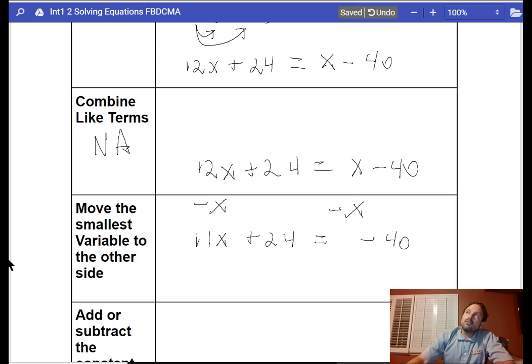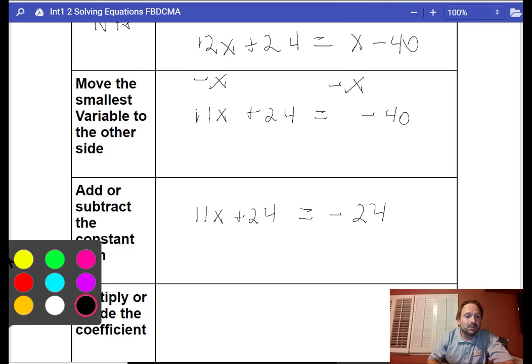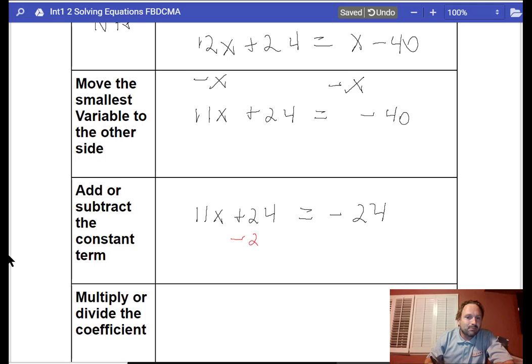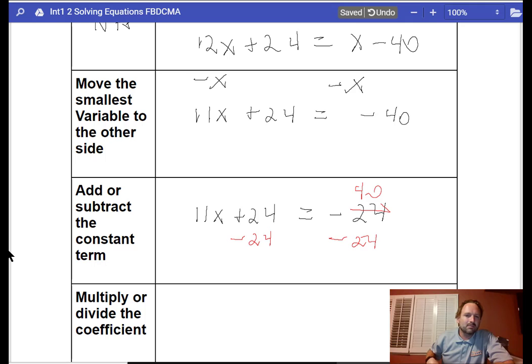Next up, Facebook, don't call me after. So add or subtract the constant term. If we look at this, 11x plus 24, that plus 24 is the constant term. Now, how do we get rid of that constant term? Well, we should subtract 24 because that's the opposite operation of plus 24. Whoops, that should be minus 40 right here. Hey, this is 40, not 24. It's going to be minus 24. Always check your work. Sometimes you'll notice that there's an error because you're trying to think of 3 things at once.